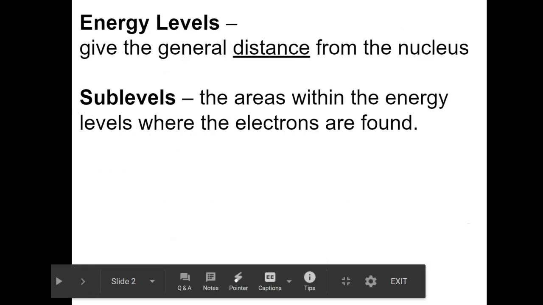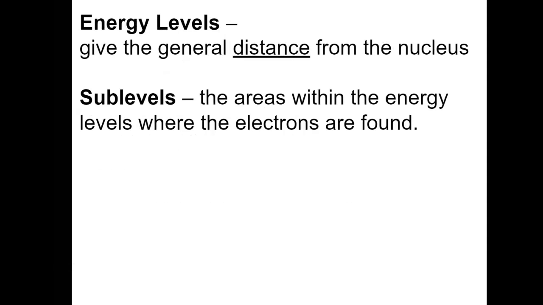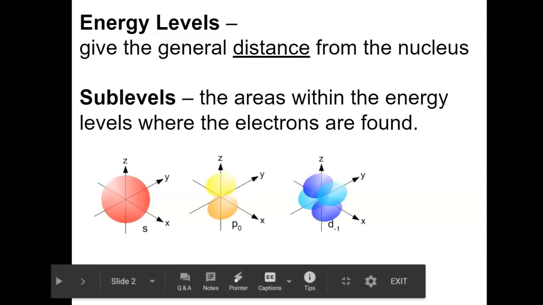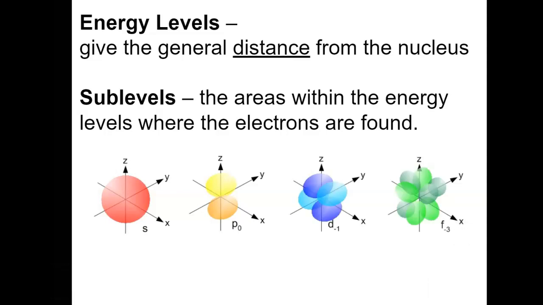All right, so energy levels basically tell us, in general, the distance from the nucleus. If we have a low energy level, like a 1, it is very close to the nucleus. However, if we have a higher energy level, like a 7, those electrons are very far from the nucleus. So we know that we have energy levels of 1 through 7, because we have already made the connection that the period numbers help us know this by looking at a periodic table.